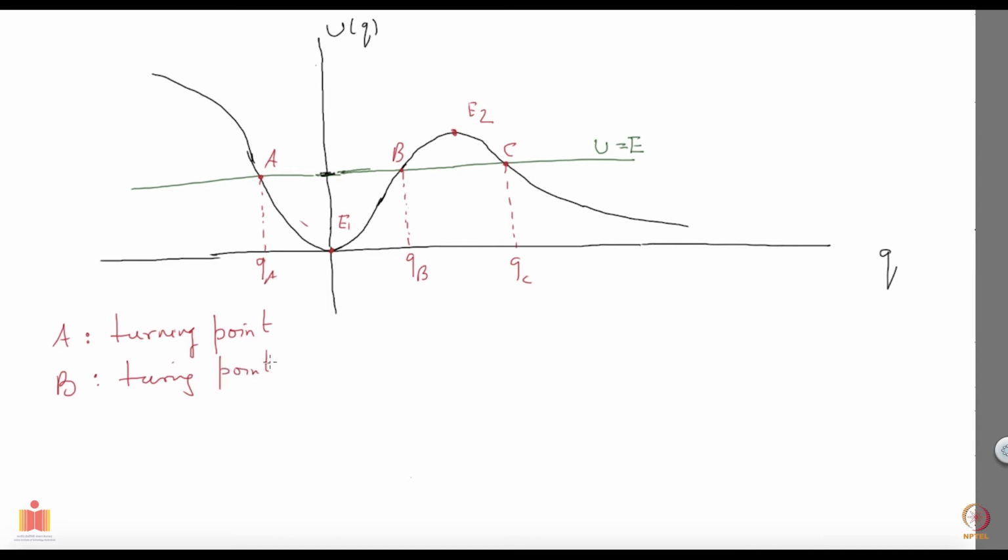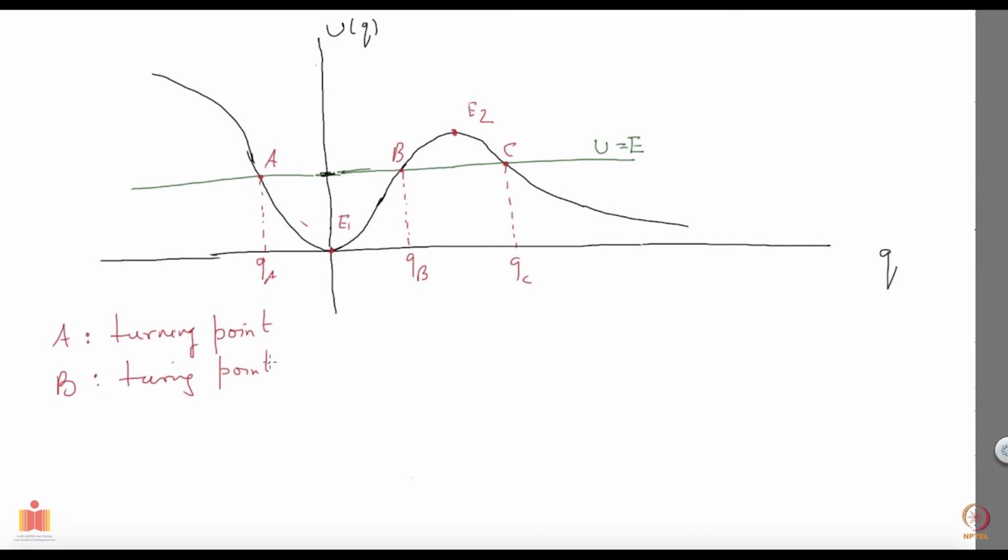So as you can see, if you have started somewhere between A and B, then the system is going to oscillate from A to B. It will keep oscillating back and forth between A and B, and it will have some time period T, which we can determine by doing those integrals. That is one situation which can happen in a general potential.